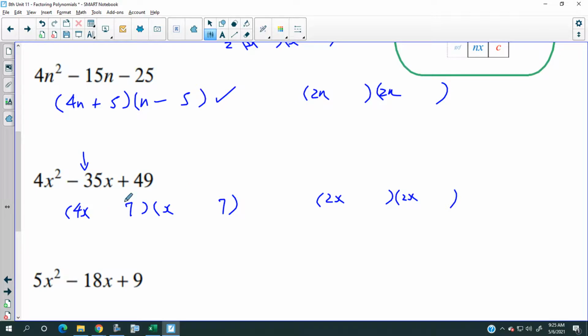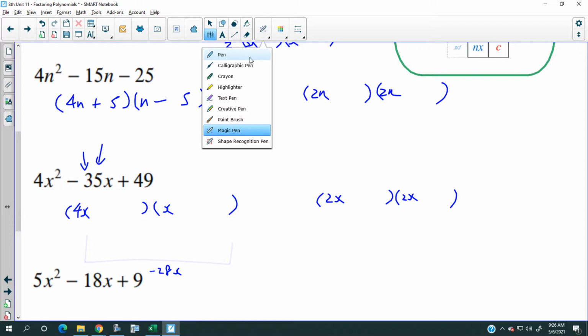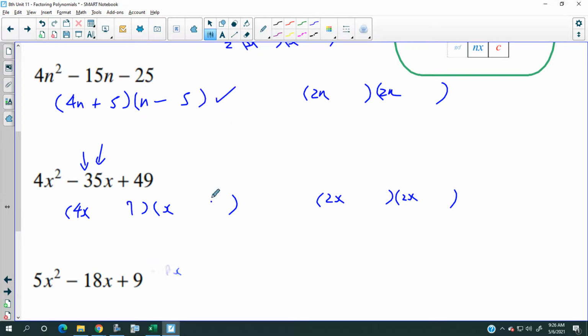Now let's see, 7 and 7. I'm just gonna write it again. 7 and 7, and then I got 2 negatives. I'm only trying that because I see that this is a positive. So negative 7 times negative 7 is positive 49. Let's check this out. That's negative 7x. That is negative 28x. Negative 28 plus negative 7 is negative 35. So that worked out, actually. That's good. So that's 7 and 7.